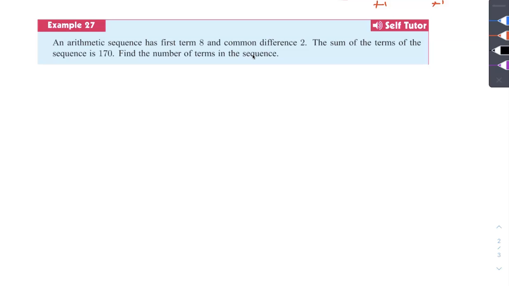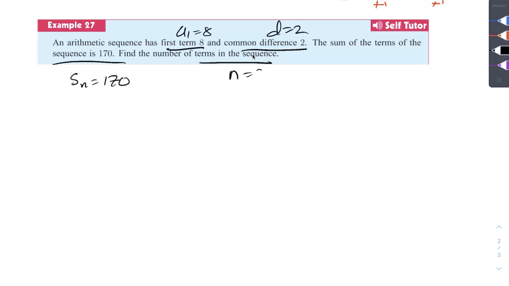So what are they telling us? The first term is 8. Common difference is 2. The sum of the sequence is 170. Find the number of terms in the sequence. So they want us to find n.